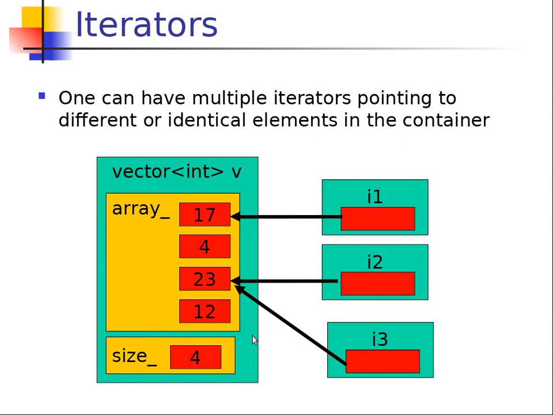You can have all the iterators you want. You can have multiple iterators going through a container. You have one going from the beginning, the other going from the back. They can bounce around, whatever you want.